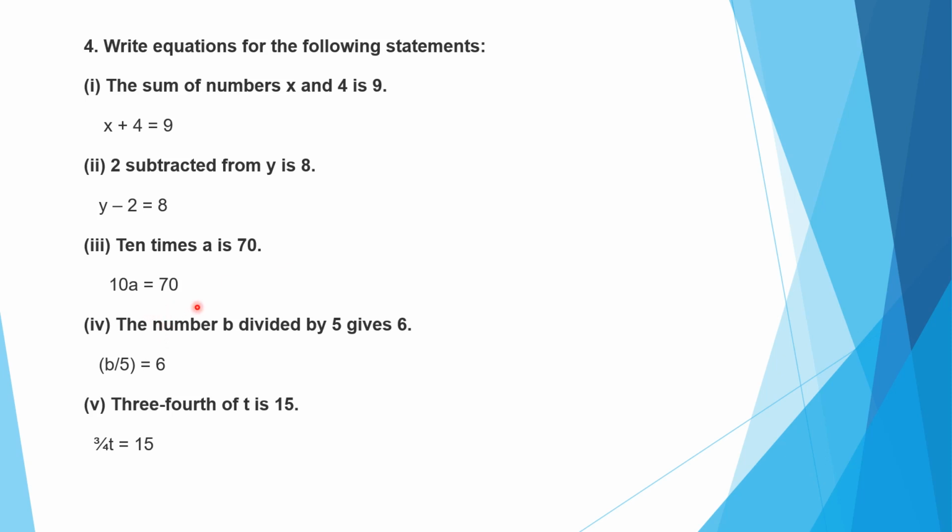Clear? Easy now, children? Now, number b divided by 5 gives 6. That means b is divided by 5. That means b divided by 5 is equal to 6. Now, 3/4 of t, that means 3 by 4 of t is 15. This is how you have to write the statement into equations.